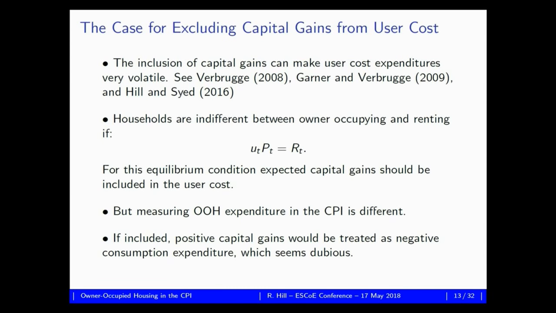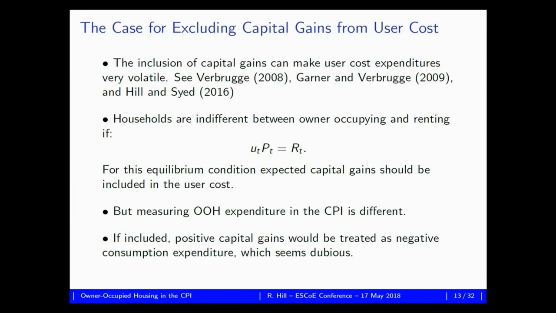Now, there's another use of this user cost. That user cost formula is sometimes used to look at departures from equilibrium in the housing market, because the idea is that owner-occupier households should be indifferent between owning and renting. That means the user cost, UT times PT, in equilibrium should equal RT, the cost of renting. And if you're interested in applying that equilibrium condition, then expected capital gains need to be in there.